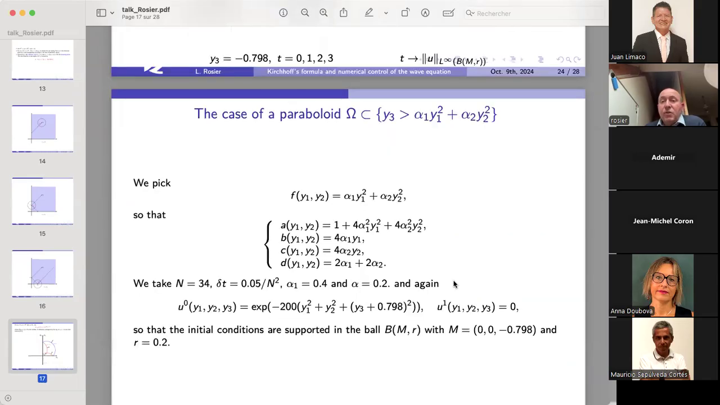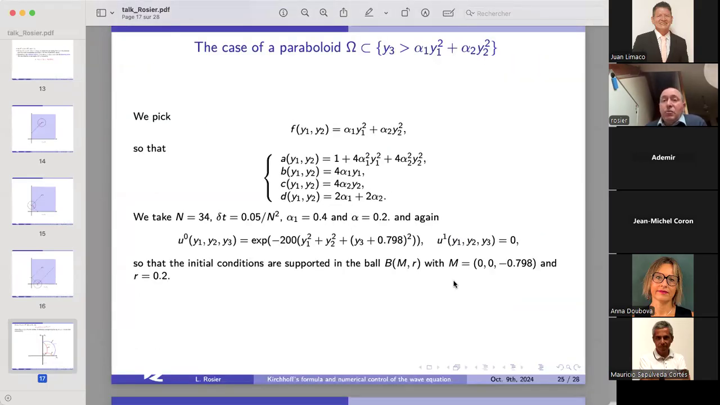So now, another simulation with a real boundary which is not flat. We took the case of some paraboloid, and Omega is included in this set. So now we have real coefficients, and we just compute all the coefficients A, B, C, D from the above formula. It's quite easy. We took exactly the same values. I have to say something about that: we took n equal 34, so we have 34 points in each direction, and so actually we have 34 to the 3.